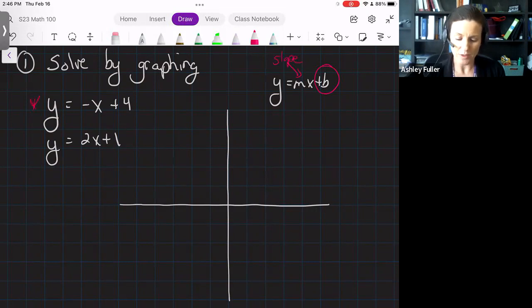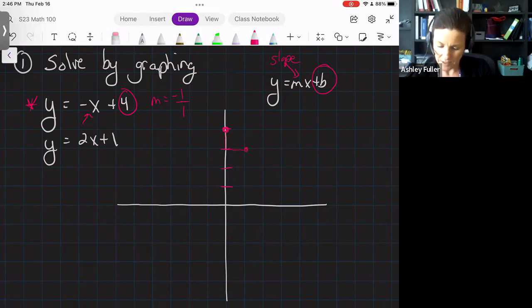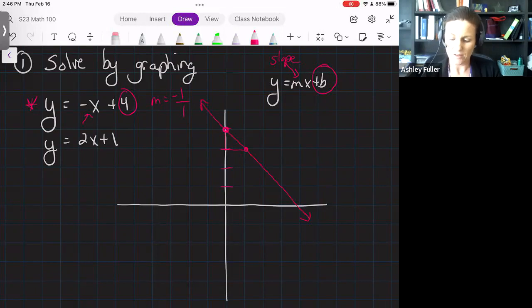I'm going to graph the first one here in pink. First I will graph the y-intercept of 4, so I'm going to go to 0, 4. Then my slope in this case is -1/1. So I will come down 1 and over 1, giving me a line like this. I'm going to graph my second graph in green.